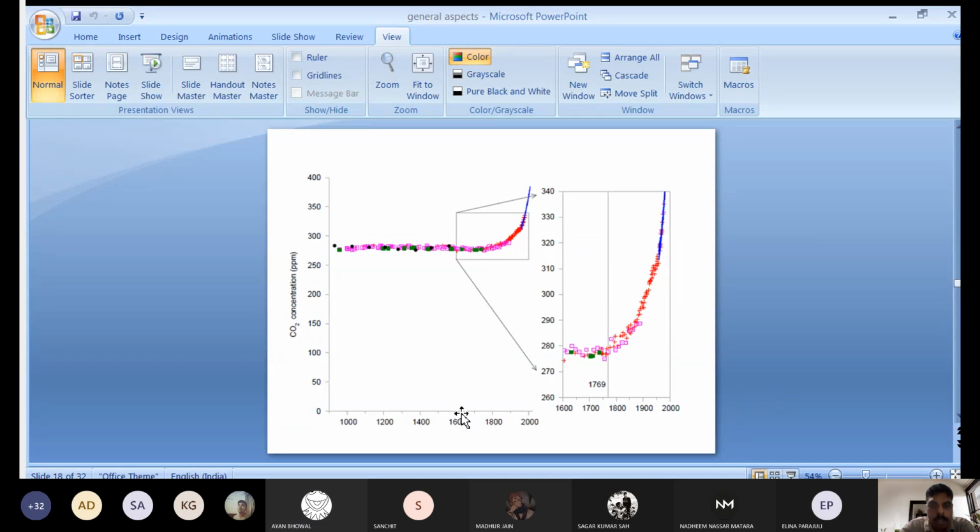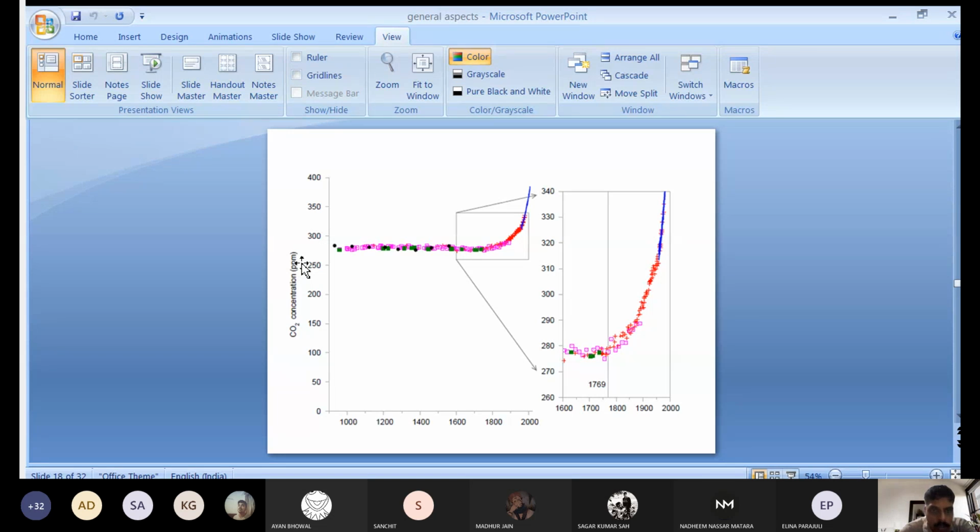So this is the concentration of CO2 over the years. You can see this is from the year 18,000 to now. It has increased. It is expressed in ppm, parts per million, in the concentration. Not only CO2, the atmosphere has many other gases. So per million, what is the part of the CO2?